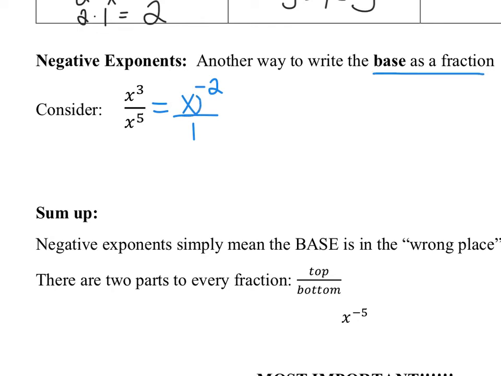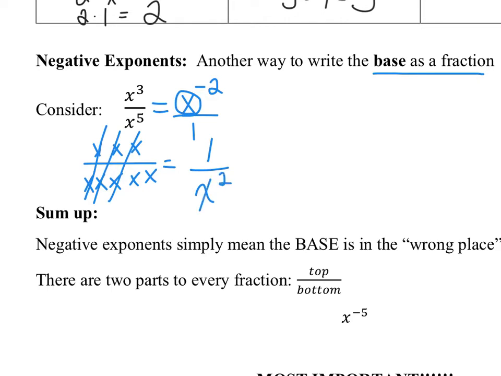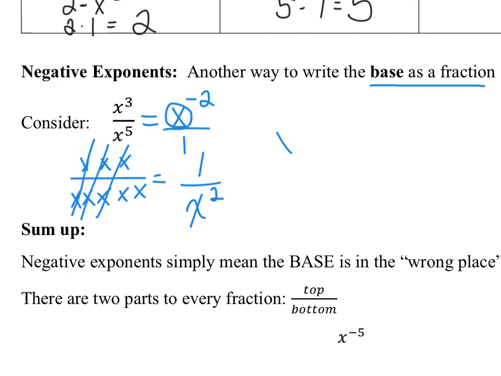Okay, great, negative. But it's another way to write the base as a fraction. What's the base? Well, that's that. So that negative exponent is telling me that that should be a fraction. And if we do this the old-fashioned way, with 3 on the top, 5 on the bottom, we cancel out 1, 2, 3. I'm left with 2 on the bottom. So x to the negative 2 is equal to 1 over x squared. These two are the exact same thing.